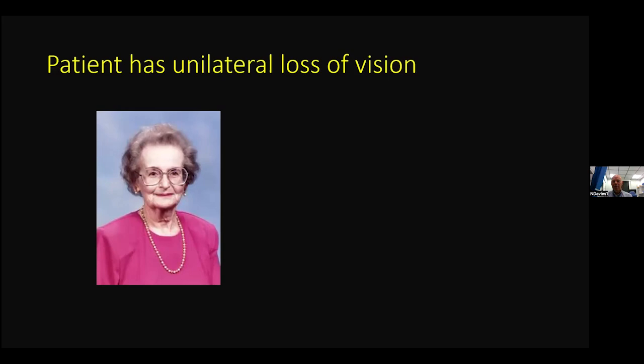So I don't want to put people on the spot, but if anyone has a burning idea about what a unilateral loss of vision in an elderly Caucasian lady might be caused by, feel free to just pipe up if you wish. Give you a couple of seconds. Anyone want to say? Oh, there's something in the chat, I think. Let's have a look to see.